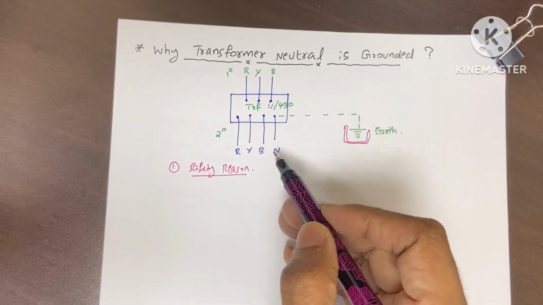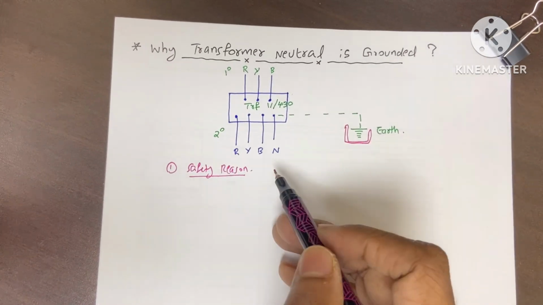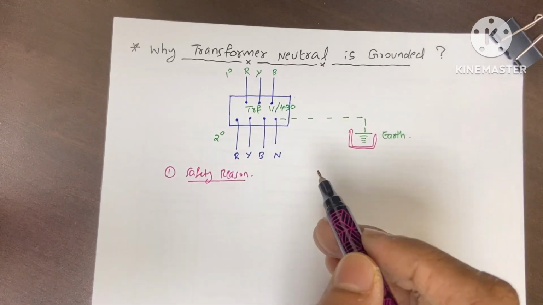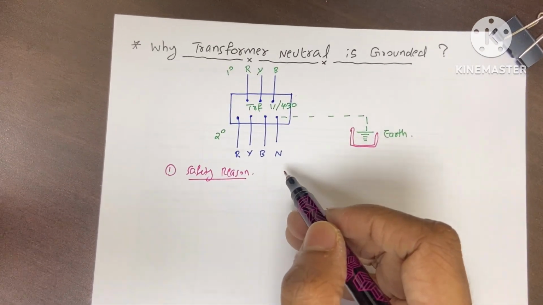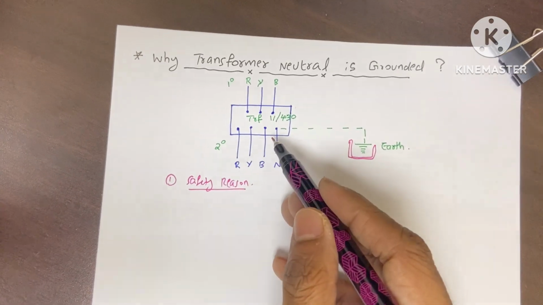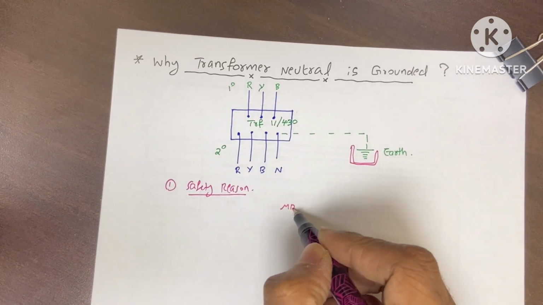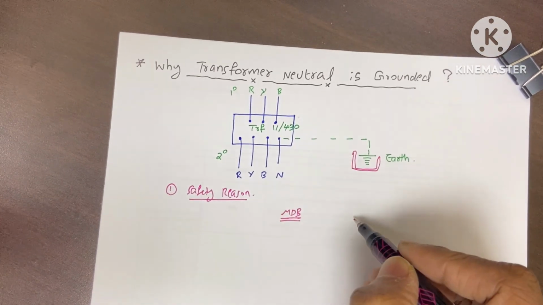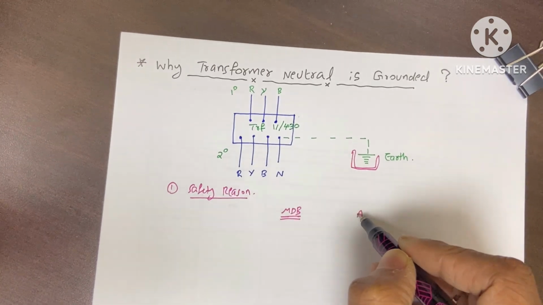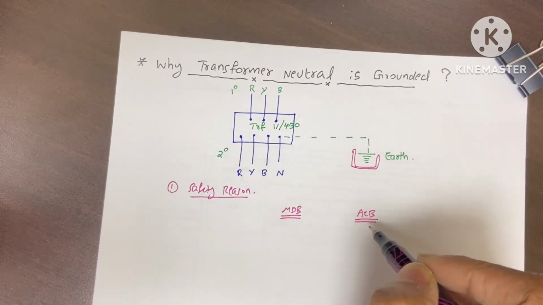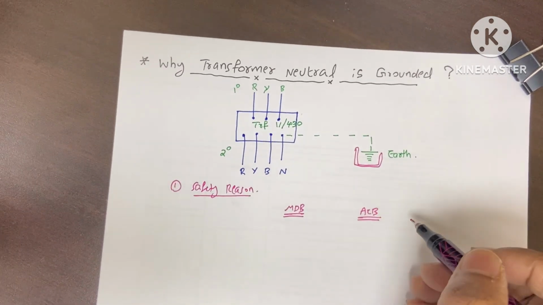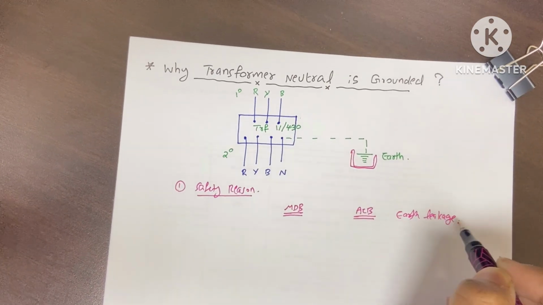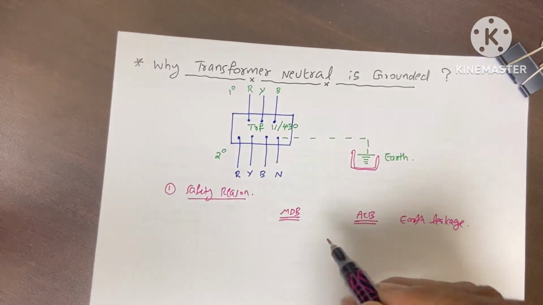If we ground the neutral of our transformer, then it will help the circuit breaker trip immediately if any fault current occurs on our system. I will explain this one. After this transformer we have the MDB, main distribution board. In that main distribution board we might have our main circuit breaker. It would be an ACB, air circuit breaker. We know that in an ACB there would always be earth leakage protection. There would be an electronic trip unit in our ACB.